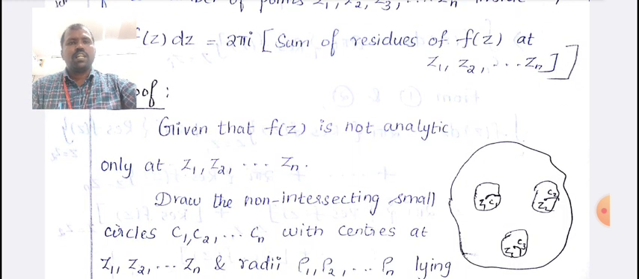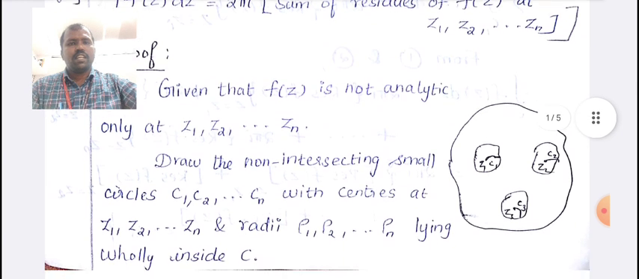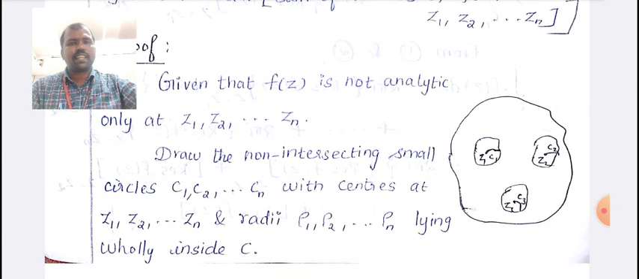Proof. Given that f of z is not analytic only at z1, z2, etc. zn, draw non-intersecting small circles C1, C2, etc. Cn with centers at z1, z2, etc. zn and radii rho 1, rho 2, etc. rho n lying wholly inside C. In the diagram, C1 and z1, C2 and z2, C3 and z3; the small circles are drawn inside the whole circle.